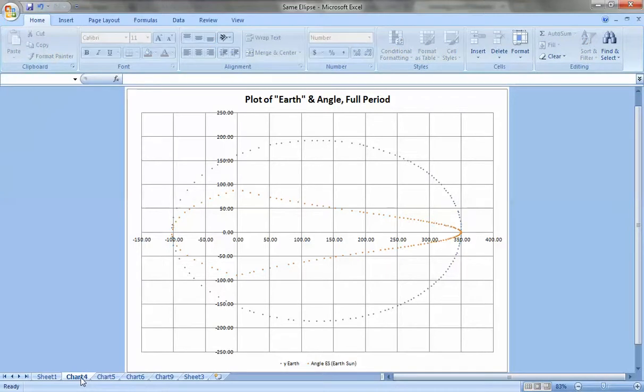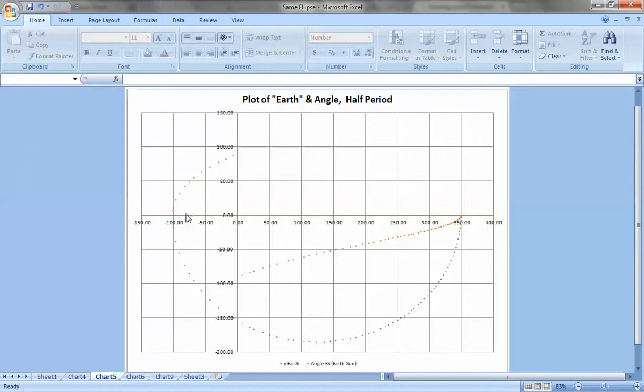Here's the graph of the full period, just to see a little bit more of how it goes. It goes up like this, and then it kind of comes down like this, and this is the plot of the actual XY position of the Earth relative to the, and then the gold is the angle.